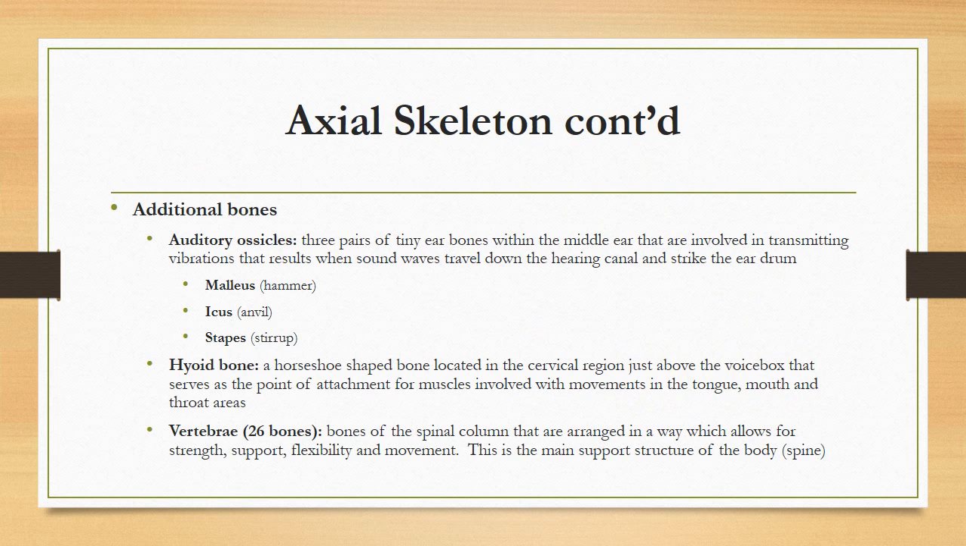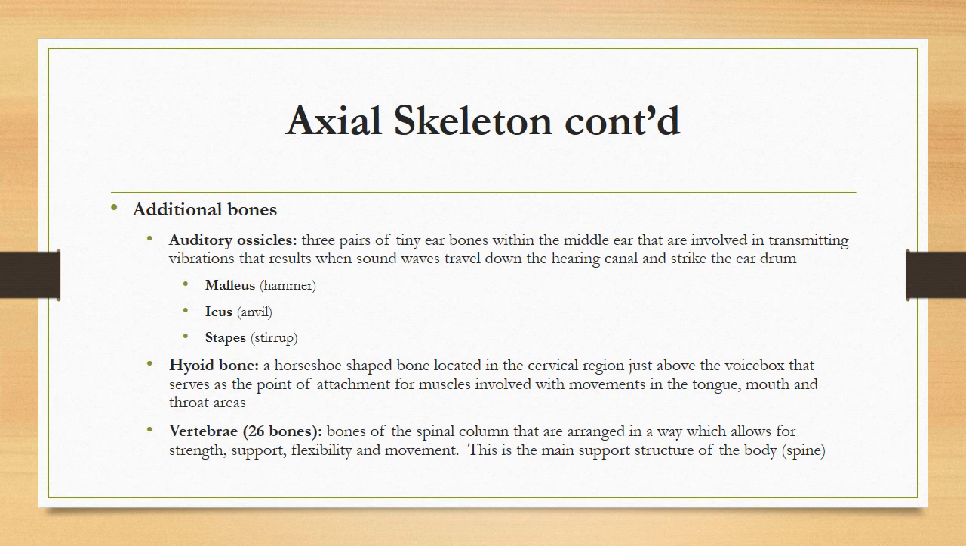Now we'll talk about the axial skeleton, and it's continued. Your auditory ossicles, and these are additional bones outside of what we just taught. There are 3 pairs of tiny ear bones within the middle ear that are involved in transmitting vibrations that result when sound waves travel down the hearing canal and strike the eardrum. You have the malleus, the incus, and stapes. Now these are known for their shape. So you have a hammer, of course. Malleus probably resembles a hammer.